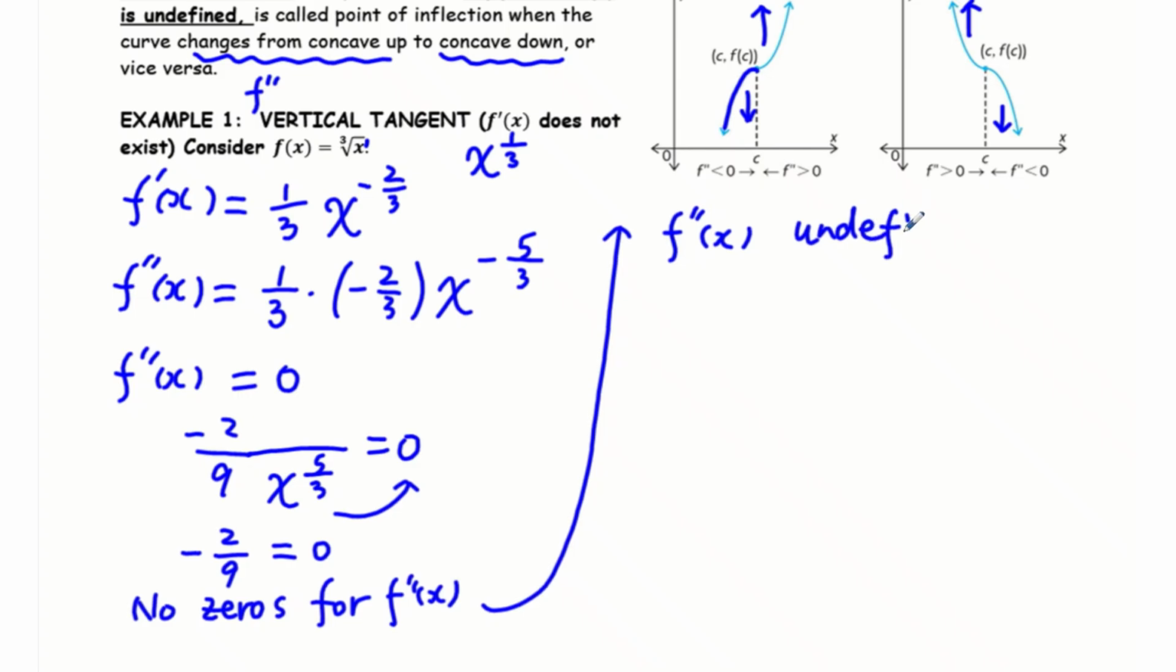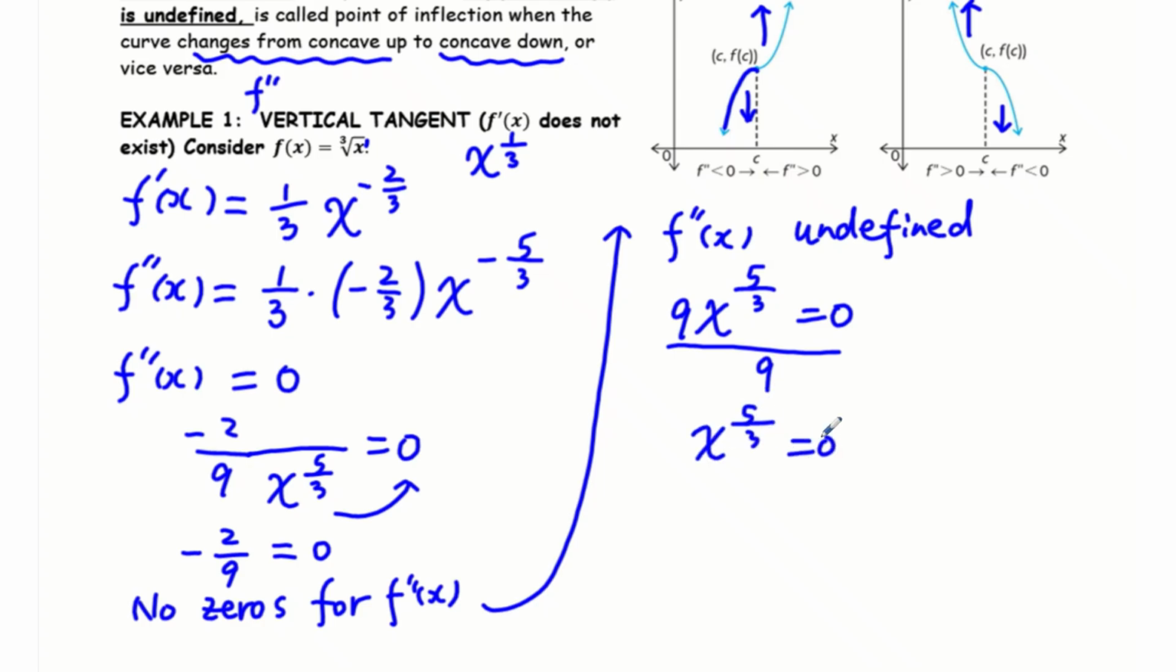undefined. So how to find where f double prime is undefined is to let the denominator equal 0, x to the 5/3 equals 0. This is a restriction. We solve it. We move the 9 to the other side by dividing by 9. Then we take the 3/5 degree to both sides to get rid of this exponent. Then we have x to the exponent times numerator, denominator. We have 1 equals 0. So x equals 0 is where f double prime is undefined.